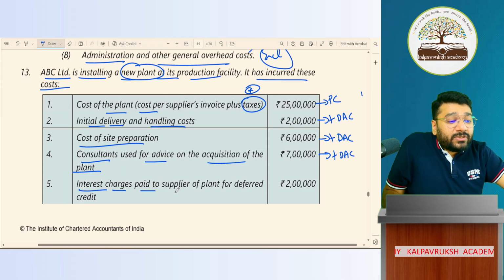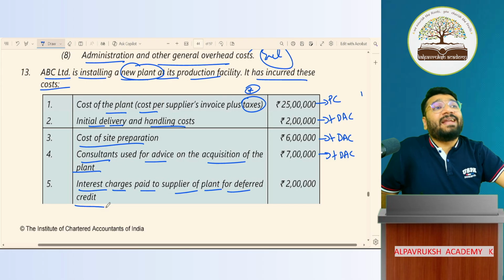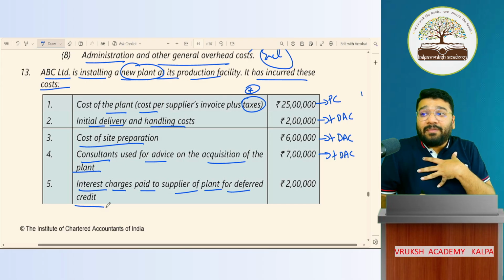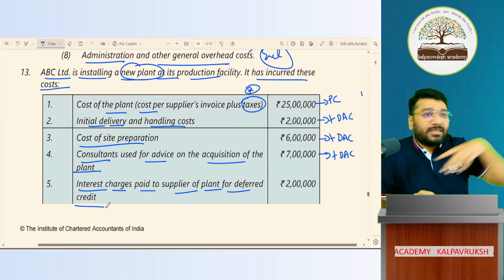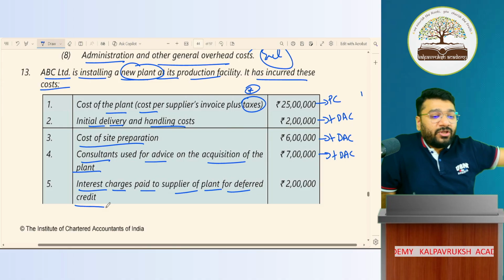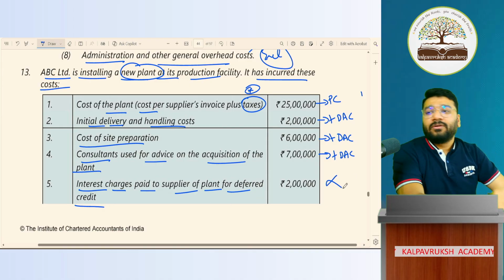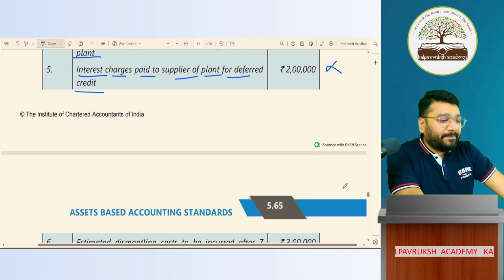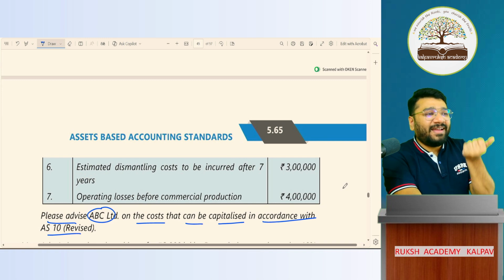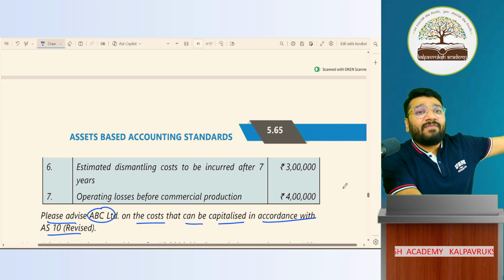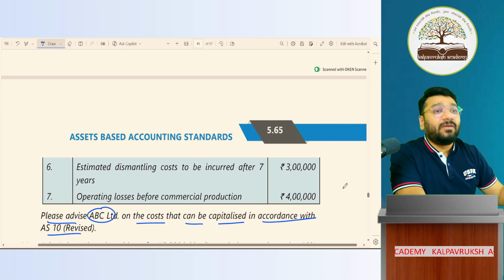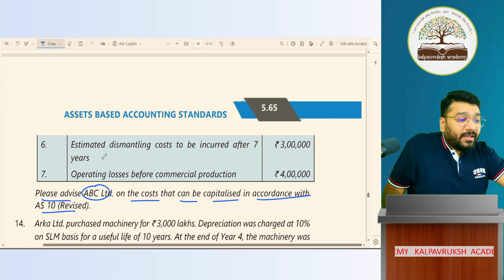Interest charges paid to supplier for deferred credit. Deferred credit payment, if there is any interest coming up, that is my convenience. That's not required for the asset to be ready for use. So this will not be a part of your cost of PPE. That is the reason why we spent 1.5 hours on understanding the logic behind it.